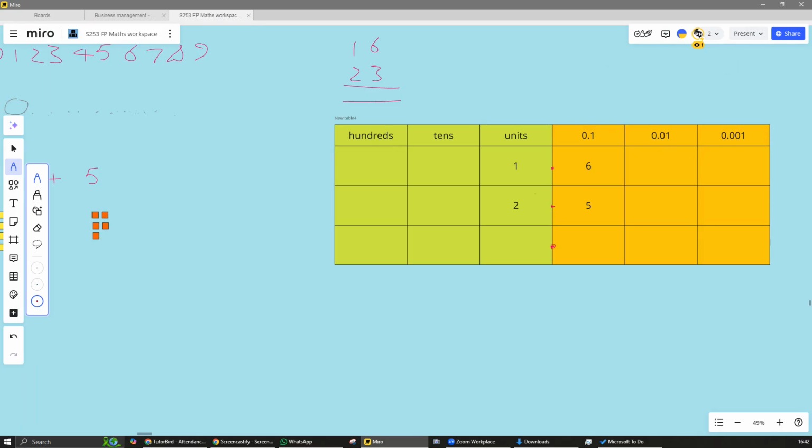So again, 6 plus 5 we know is going to be 11, but we can't put 11 there, so that 1 gets written up here. Then we add the 1 and the 2, and we had 3, but then we add that 1, and we get 4.1. So 1.6 plus 2.5 is the same thing as 4.1. Okay, so I'm just going to pause the video there for a moment.